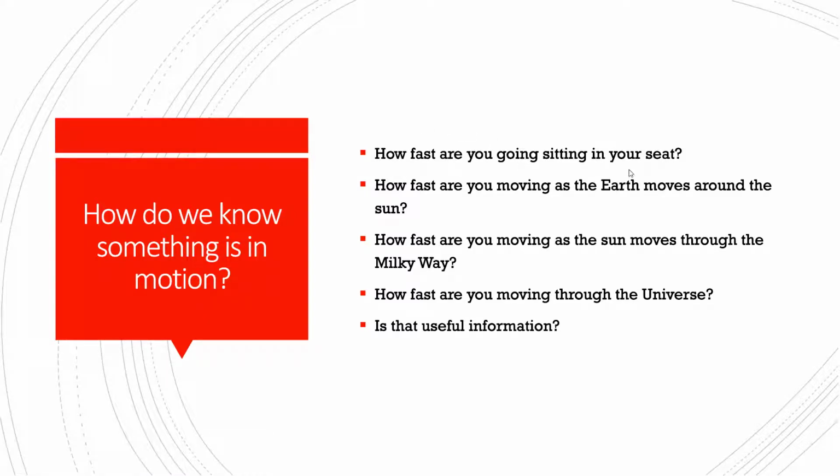You might be sitting in a seat right now, and maybe you're going 0 miles per hour. Or in science, we use meters per second, so maybe you're going 0 meters per second. That means you're not moving any amount of distance in any amount of time. But even though you're sitting still in your chair, how fast are you moving around the sun on the earth? Maybe you're moving 23,000 miles per hour. You know, that's much faster. It's much, much faster, but you just feel like you're sitting still.